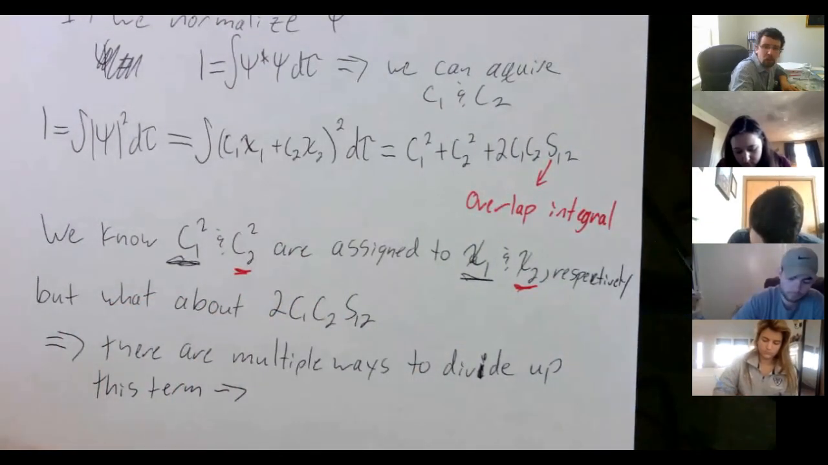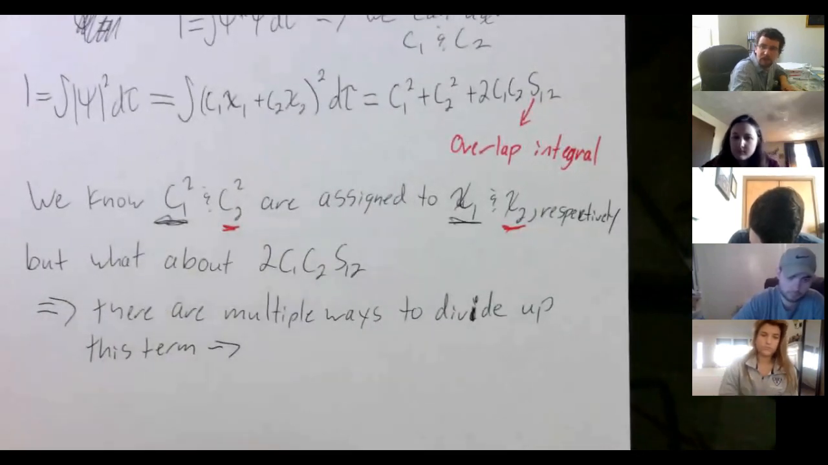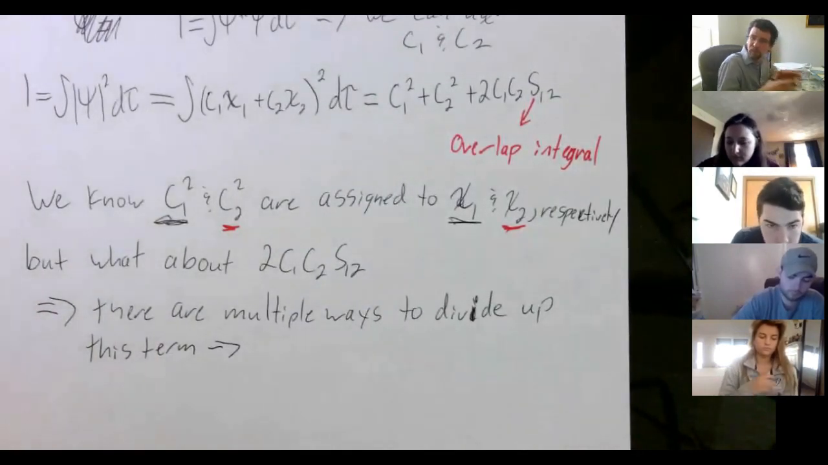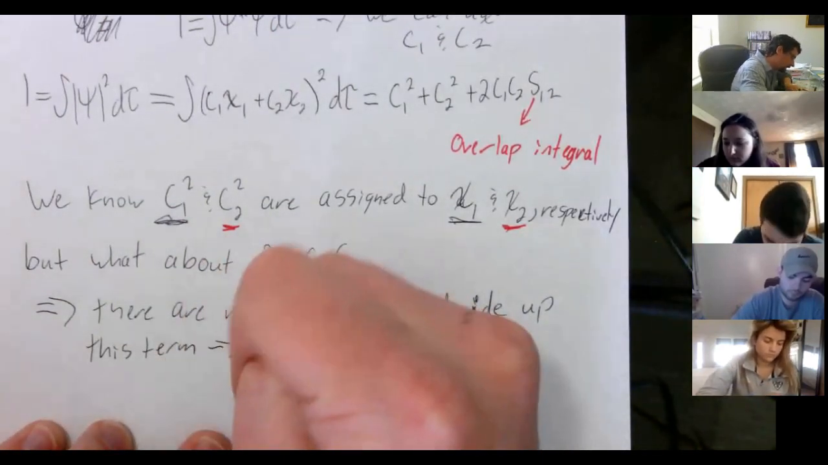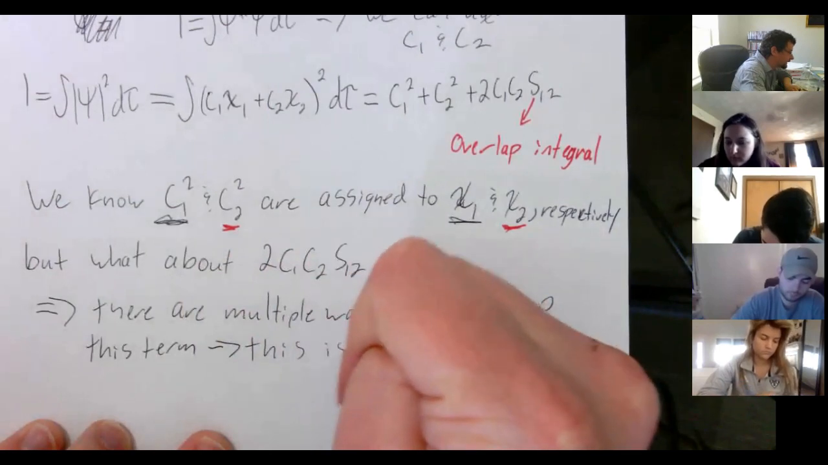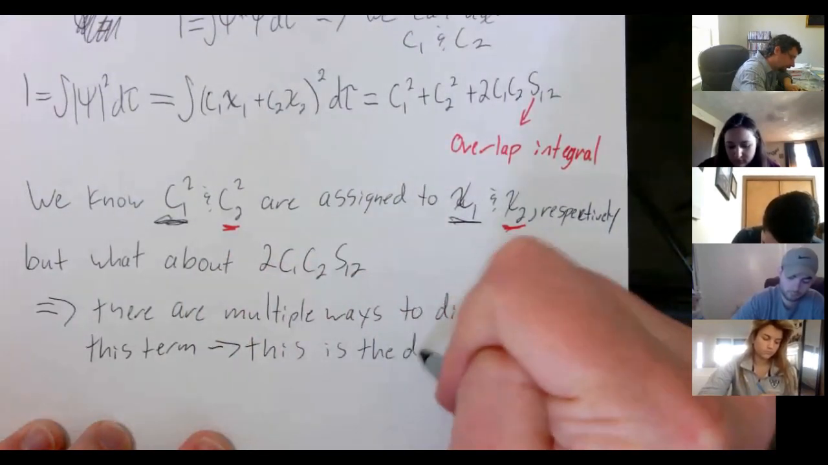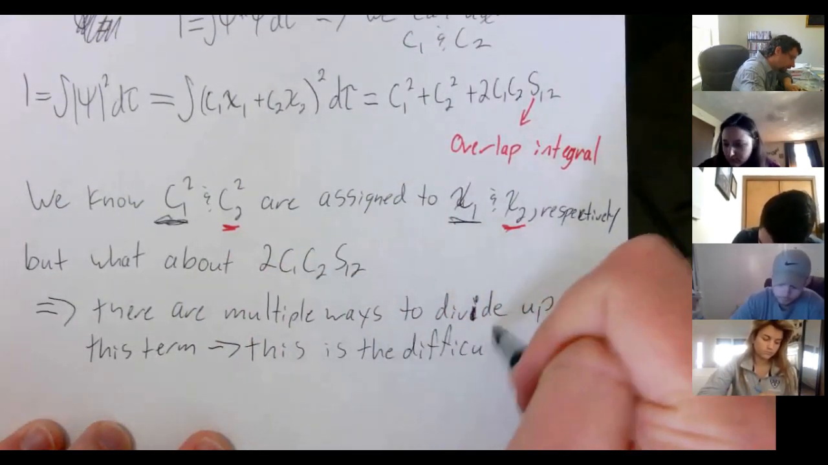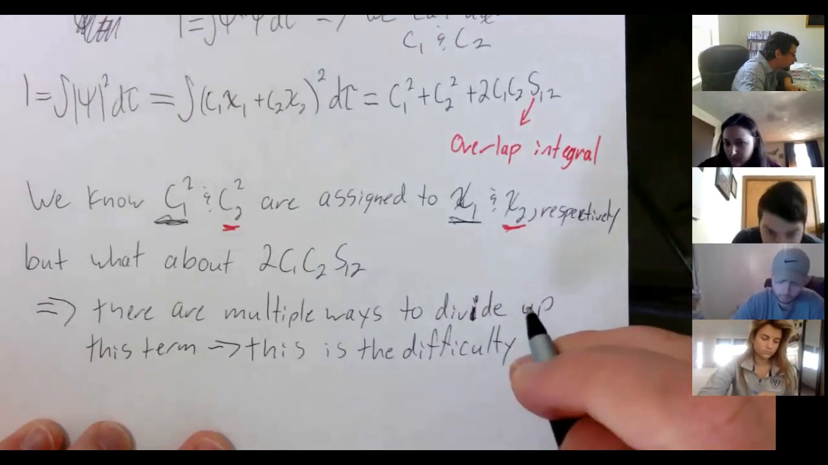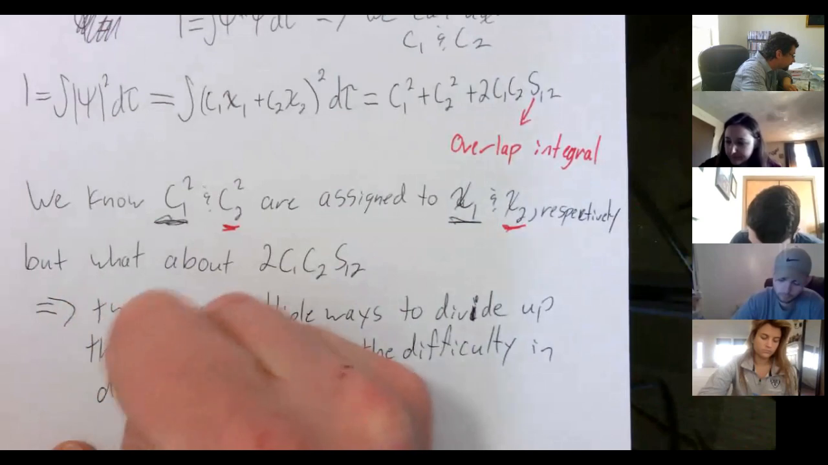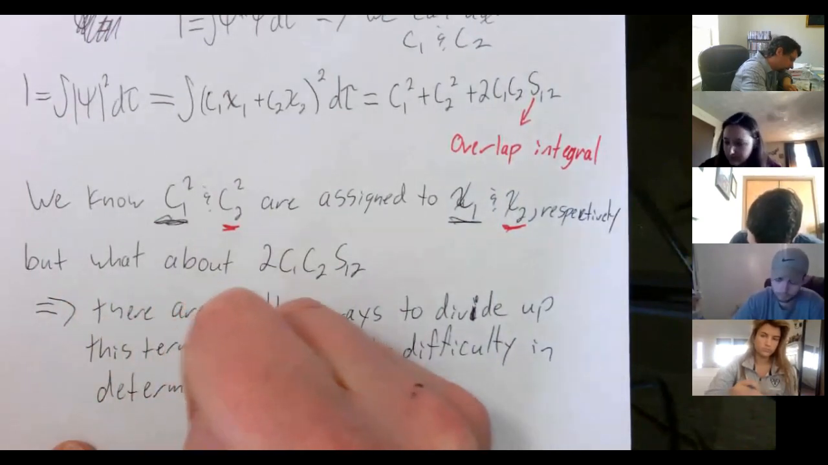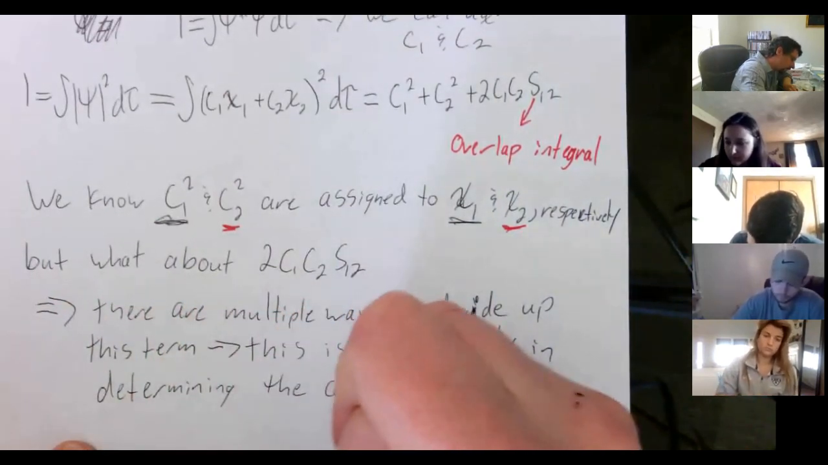And the reason there are multiple ways to divide up this term, this is where the idea of why it is difficult to say what is the charge on an atom. So this is the difficulty in determining charge. The concept of charge.